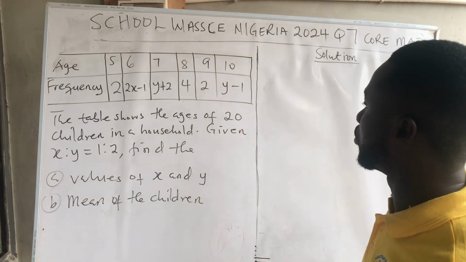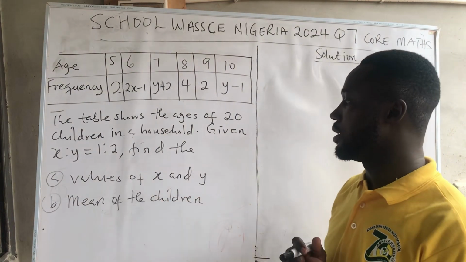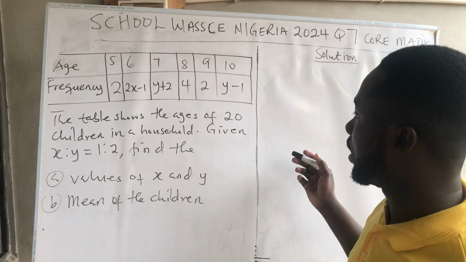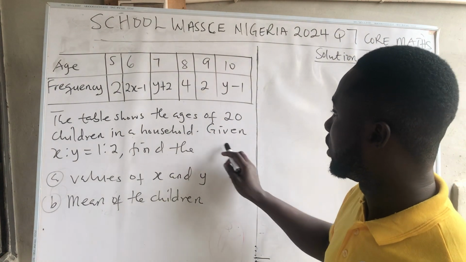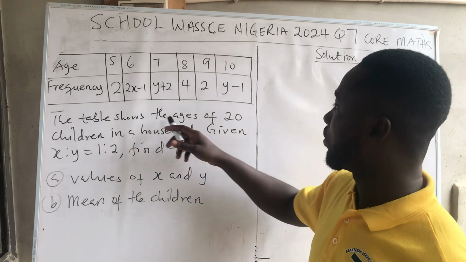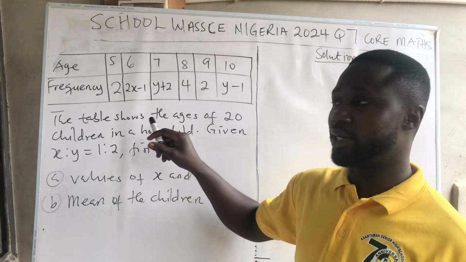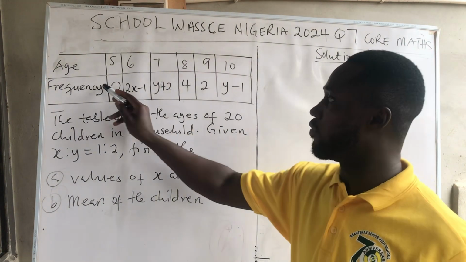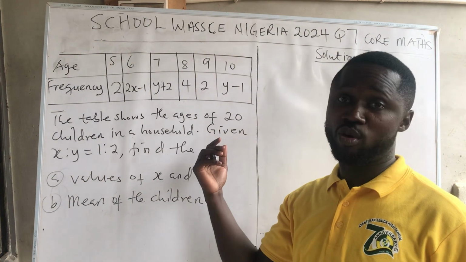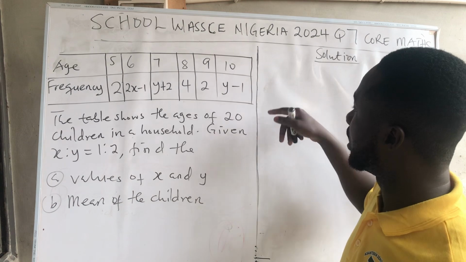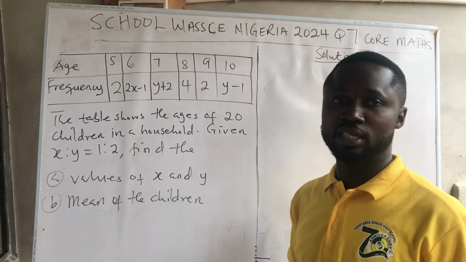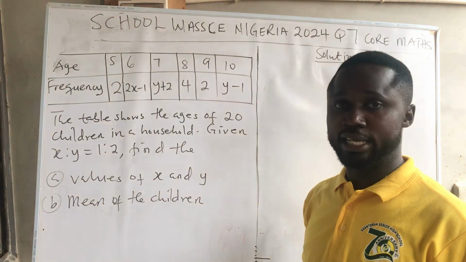So the first question demands that we find the values of x and y. How do you find the values of x? We're given a ratio, x is to y equals 1 to 2. At the same time, in the question, we're given that the number of children is 20. Since the frequency represents the number of children, we can add everything and equate it to 20.